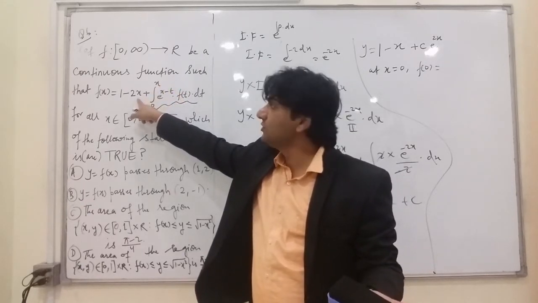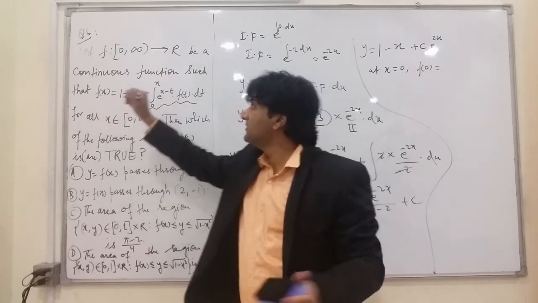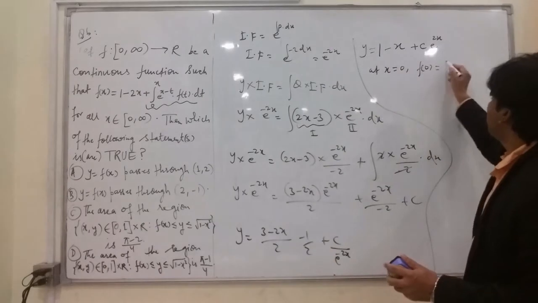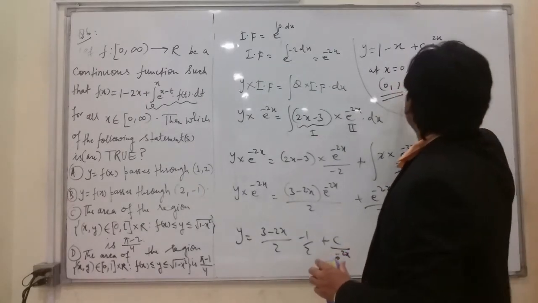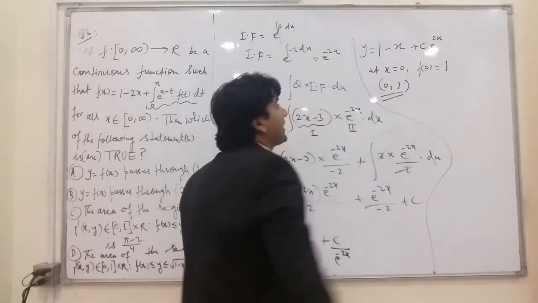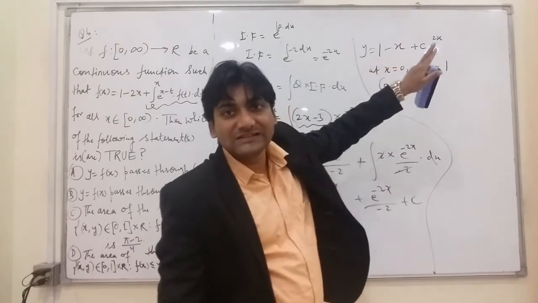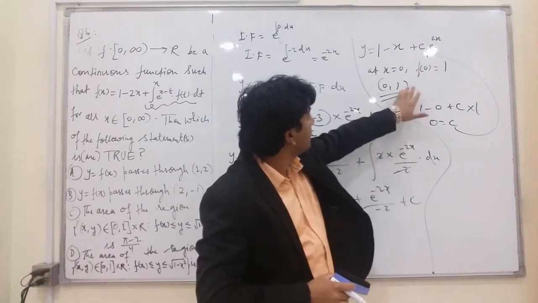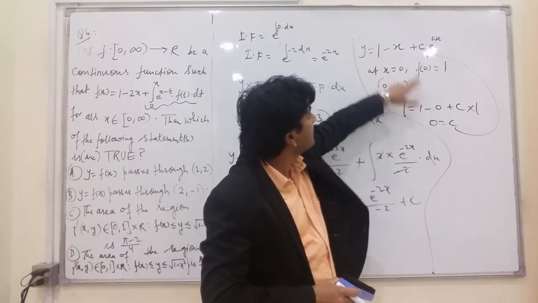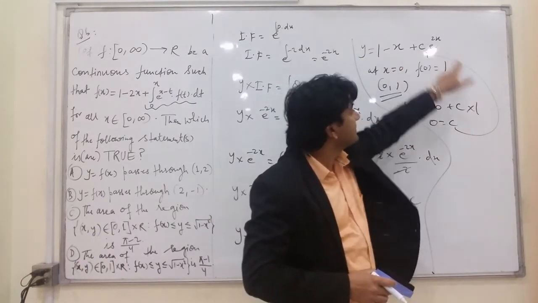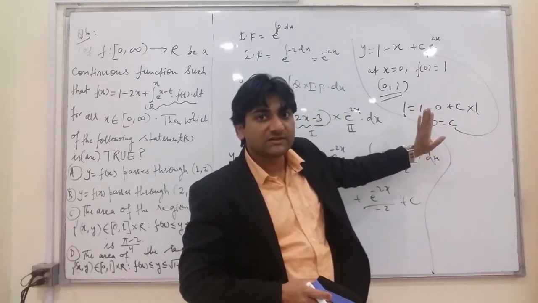Minus 2 times 0, this is also 0. So this is 0, this is 0, this is 1. So f of 0 how much? Only 1. So at x equal to 0, f of 0 is 1. It means (0, 1) is a point which satisfies this equation. Okay? So put (0, 1) here and find c. So if you put (0, 1) here, this is 1, this is 1 minus 0, this is c times e raised to 0. E raised to 0 is 1. So 1 minus 1 is 0, so you got c equals 0.